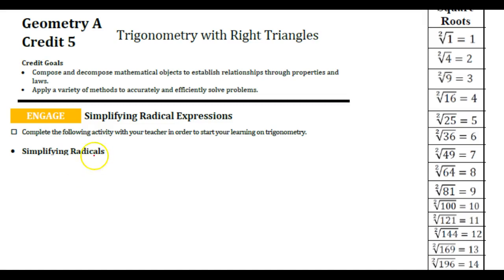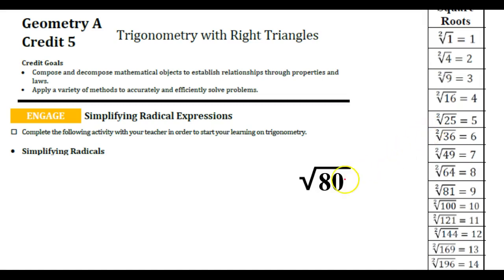Today we'll be starting with the Engage activity, which is simplifying radical expressions. I provided a list here of your perfect square roots. Notice if I square root any one of these numbers, I will get a whole number. So for example, the square root of 4 is 2, the square root of 25 is 5, the square root of 81 is 9. Keep this list handy and feel free to extend that list out if you need more.